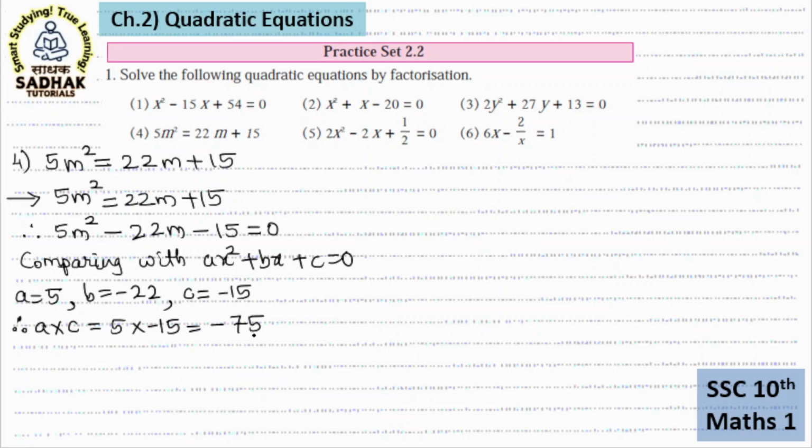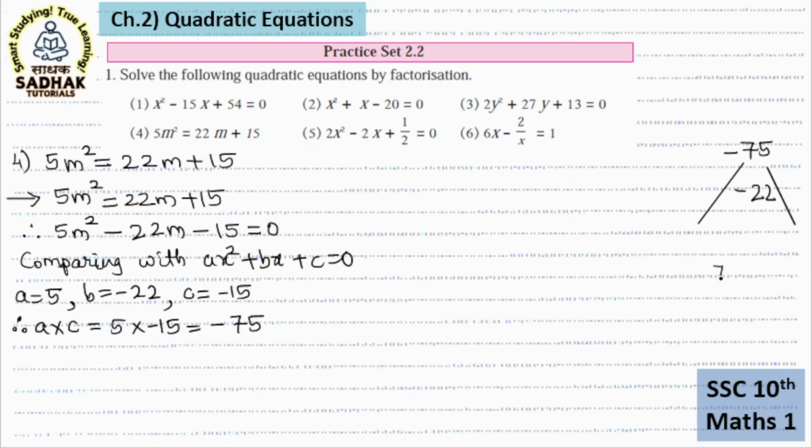Okay, so we have to find the factors of minus 75 in such a way that the addition of the factors must be the value of b, that is minus 22. Okay, so let us find the factors of 75.